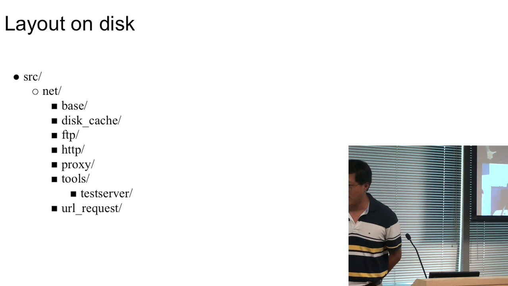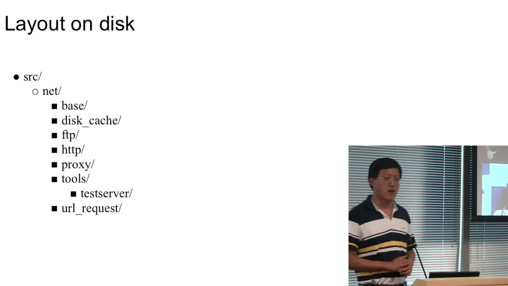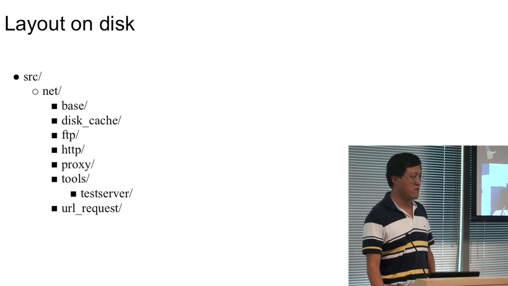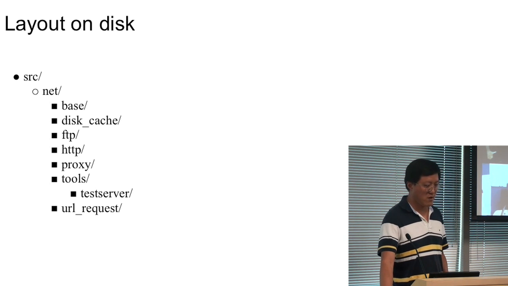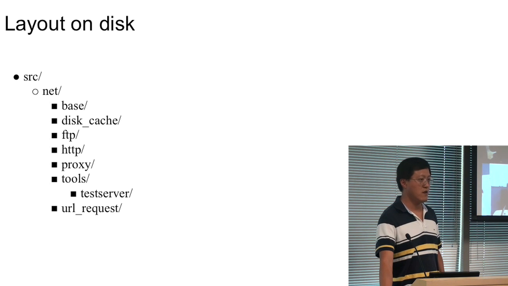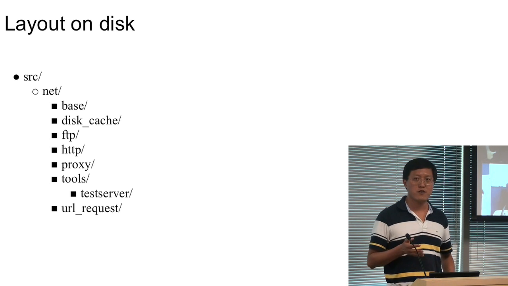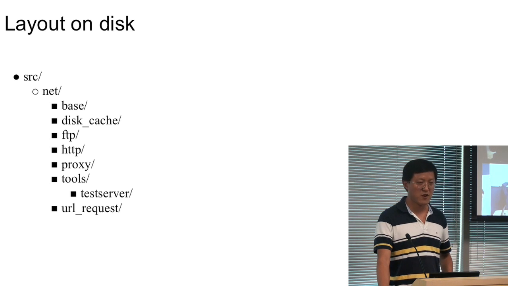In the source code, all of our network stack source code is under a single directory, net. Under that, there are several subdirectories, and most of them have very obvious names, like HTTP. The HTTP subdirectory contains the implementation of the HTTP protocol. Then there's another subdirectory for FTP.